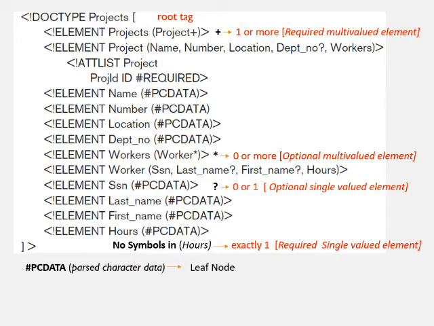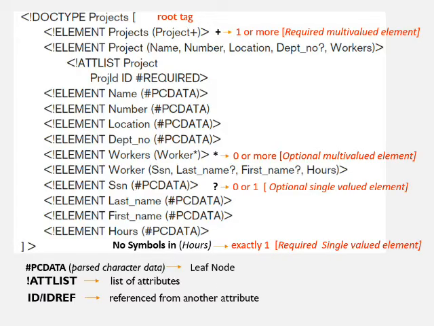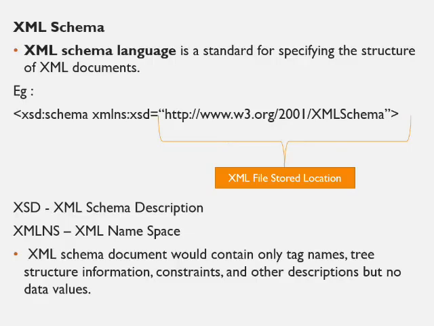The type of elements is specified in the parenthesis. Following the element, it is called a leaf node in the tree structure. PCDATA is called parsed character data, similar to a string data type. A list of attributes can appear within an element and can be specified with the keyword ATTLIST. A project element can be attributed with the project ID, which is referred from another attribute. Parentheses can be nested when specifying the elements.